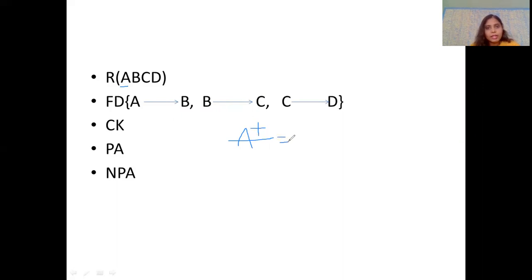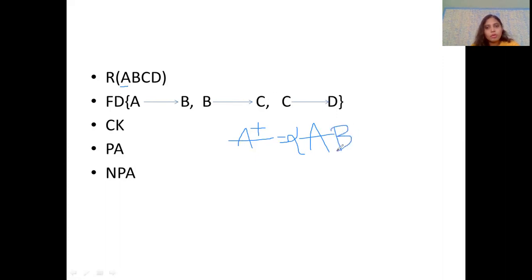Since the functional dependencies have a rule, they follow the reflexive rule. What is reflexive rule? A particular attribute can be determined by the same attribute. That is reflexive rule. Since it obeys the reflexive rule, A can be determined by using A. So in A's closure, I will write A. Now I'll go to functional dependencies and check whether A can determine any other attributes. Here, A is determining B. So in A's closure, I will write B.